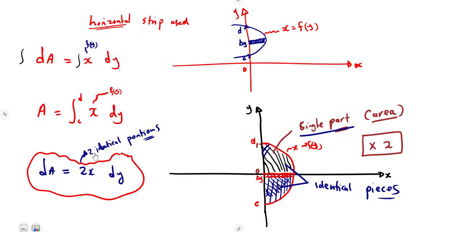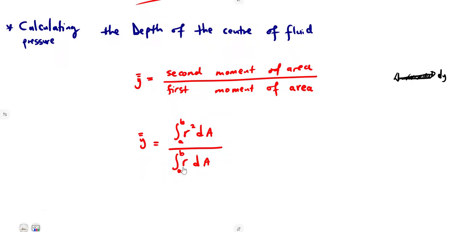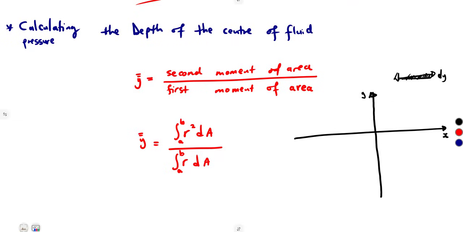2 identical portions. So this is the one that we are going to consider here when we are dealing with the depth of center of fluid pressure, because we are going to say we put a tank. Let's say we are considering a tank, all right? A tank or a container that is holding water. So the container that is holding water is going to be symmetrical about the y-axis, meaning to say it is subdivided into 2 equal parts by the y-axis.